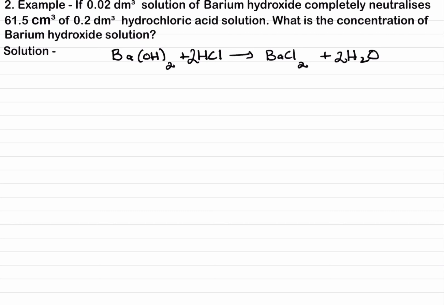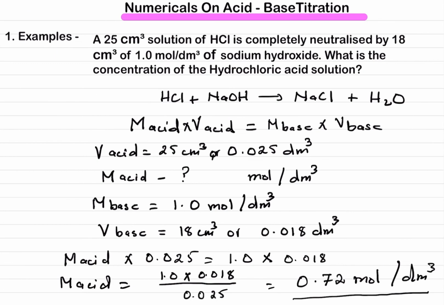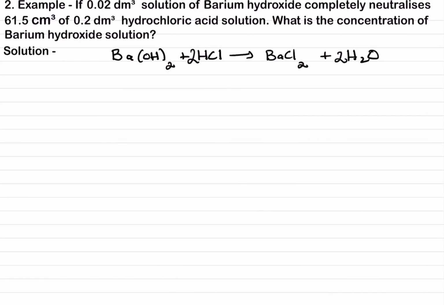But here we see the stoichiometric coefficient is 2 for HCl and 1 for barium hydroxide. So we cannot use the equation of molarity of acid into volume of acid equals molarity of base into volume of base. We cannot use that. So for this we do a little longer process. Let's understand it.